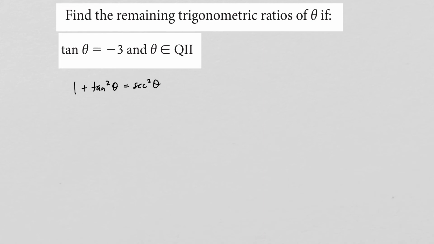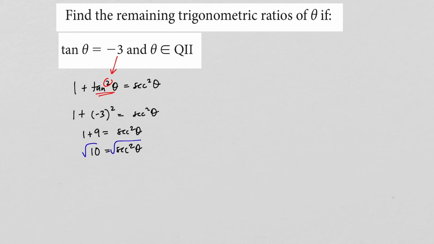And so if tangent is negative 3, we can replace tangent here with negative 3. Now remember that this tangent is also being squared. So this is going to be 1 plus negative 3 squared is equal to secant squared. Now that says 1 plus 9 is secant squared. And 1 plus 9, of course, is 10. And so secant squared of theta equals 10. And if we take the square root of both sides, we end up getting secant of theta is equal to plus or minus the square root of 10.